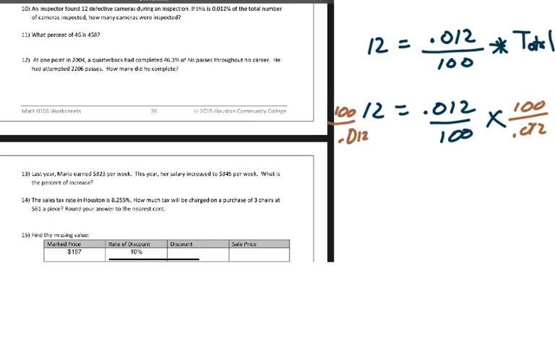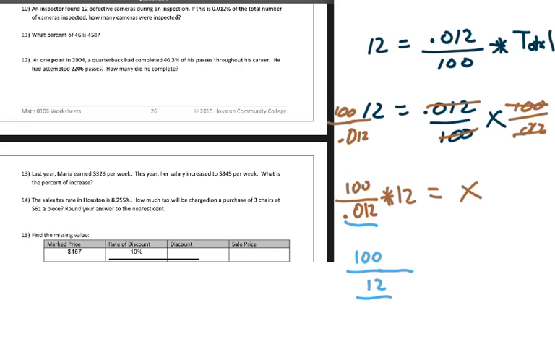I am a little worried about my penmanship. I apologize, it's kind of cramped. Okay, so this is going to leave me with 100 over 0.012 times 12 equals x, because these will divide out. Once more, 0.012 is going to be 12, and because there are 3 slots I have to jump, I have to put 3 zeros, times 12 equals x.